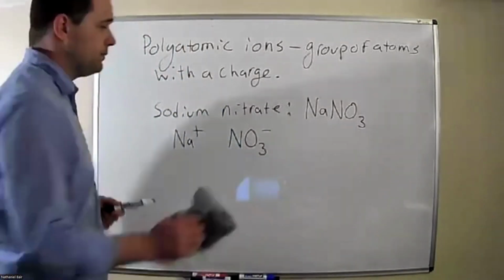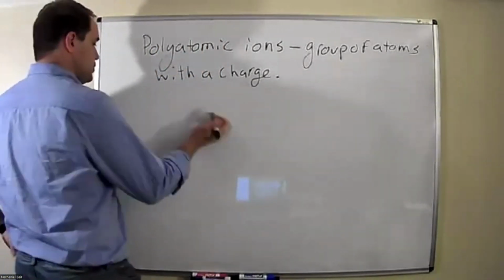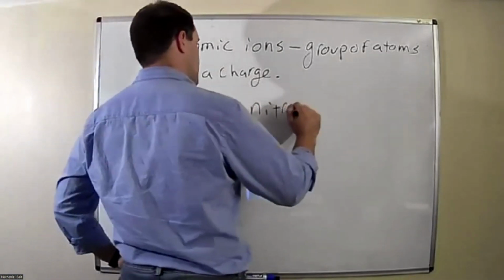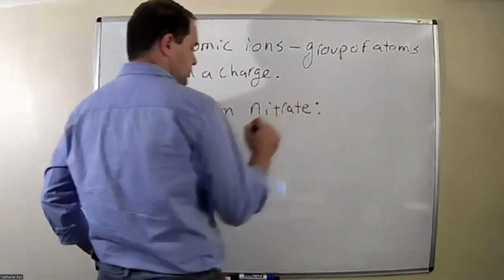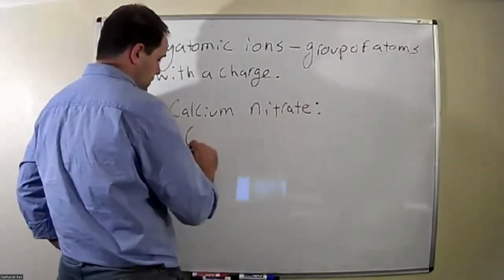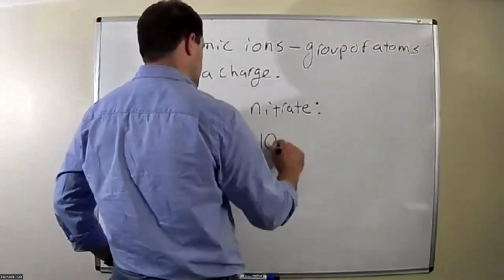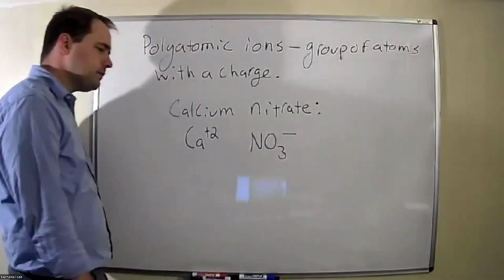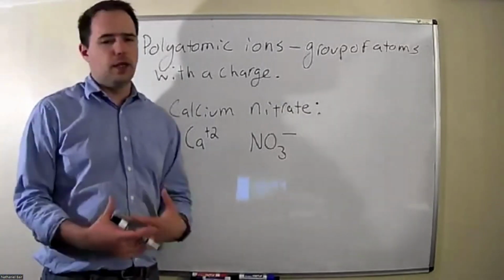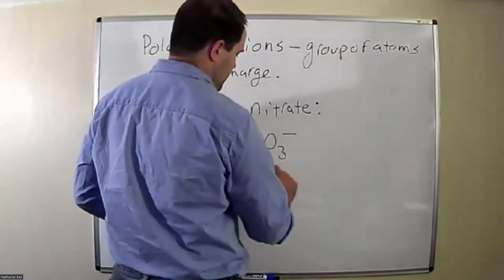For example, let's try to do calcium nitrate. If I want to do calcium nitrate, we find calcium. Calcium is an alkaline earth metal. It's +2. Nitrate, we just talked about it. It's NO3 -1. I cannot jam calcium and nitrate together all willy-nilly and make a neutral molecule. It's not going to work. Okay, why? +2 -1, I'm going to need 2 nitrates.